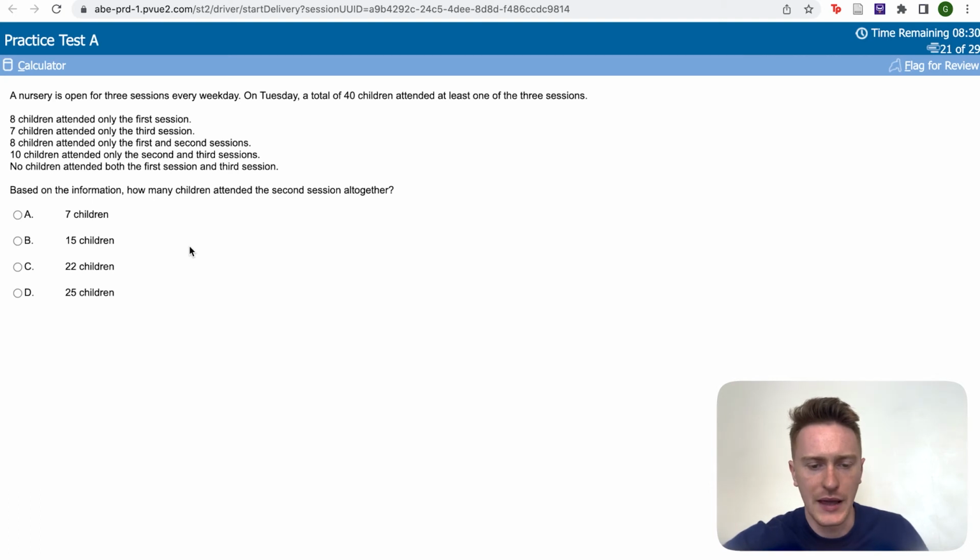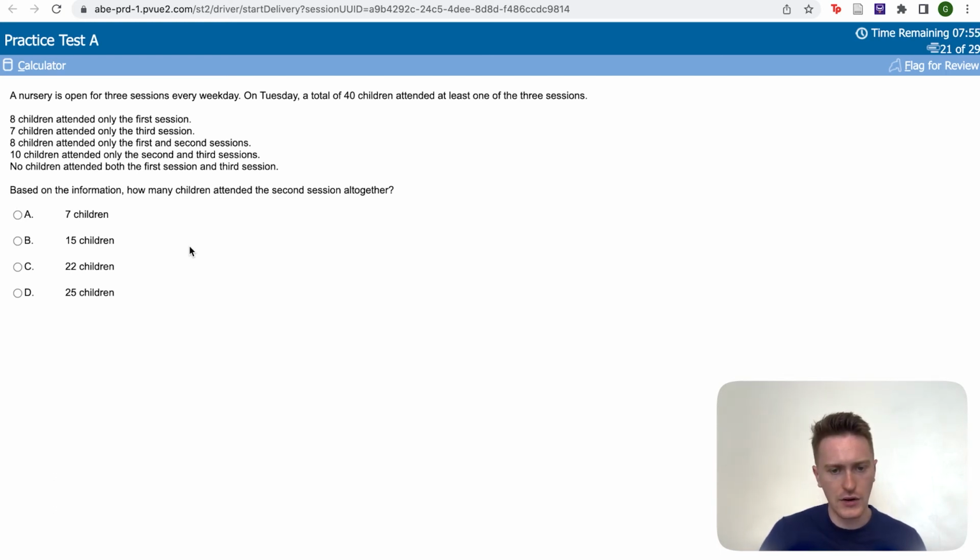Okay, here I would draw a diagram. So let me get a piece of paper and I can draw a diagram out. And what I'm drawing is essentially a Venn diagram here, creating my own. So we've got the first session, the second session, and the third session, which I'm going to call 1, 2, and 3. 8 children attended only the first session, so I'm going to put 8. I'll show you the diagram afterwards. 7 children attended only the third session, so that's 7 over here. 8 children attended the first and second sessions. 8 children, fine.